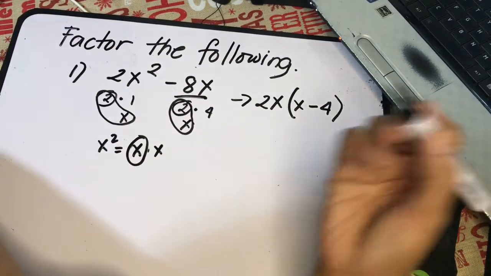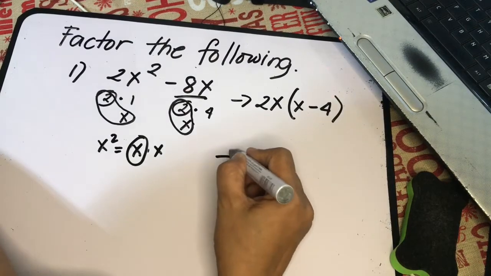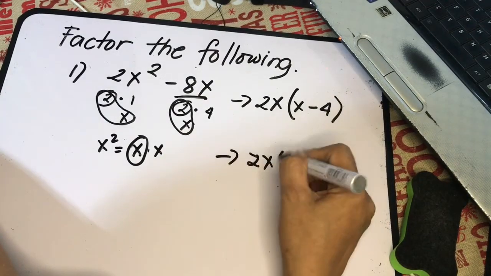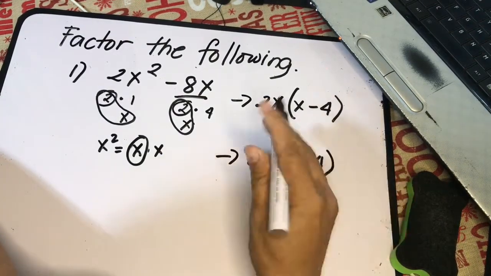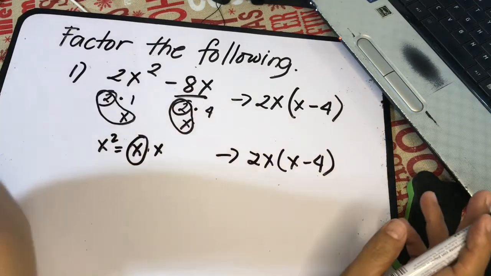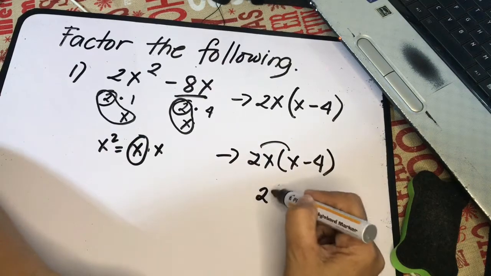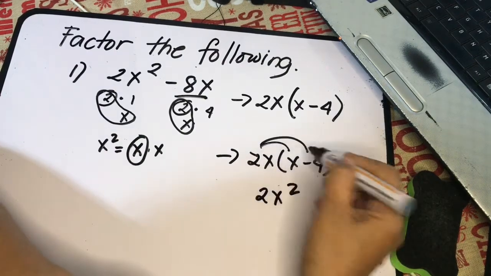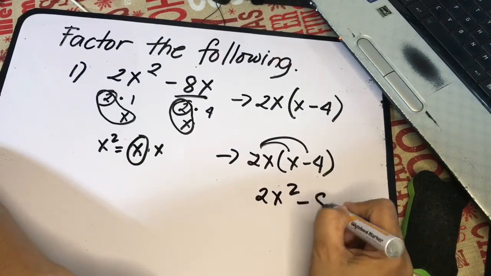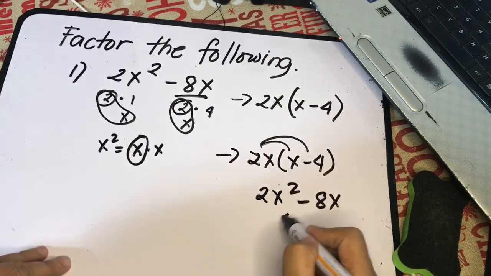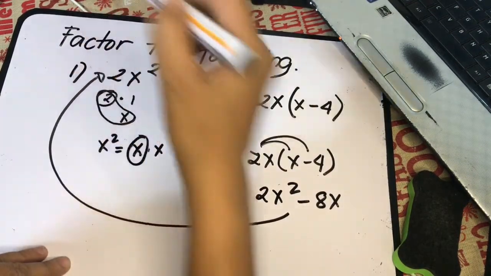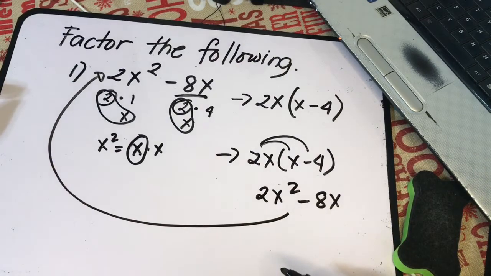Okay. Let's try to check. So, if we want to check that, we have 2x times x minus 4. Mumultiply lang natin. We have to get the product if we want to check. So, 2x times x is 2x squared. Then, 2x times negative 4 is negative 8x. So, makikita ninyo, this is the same as the original equation.